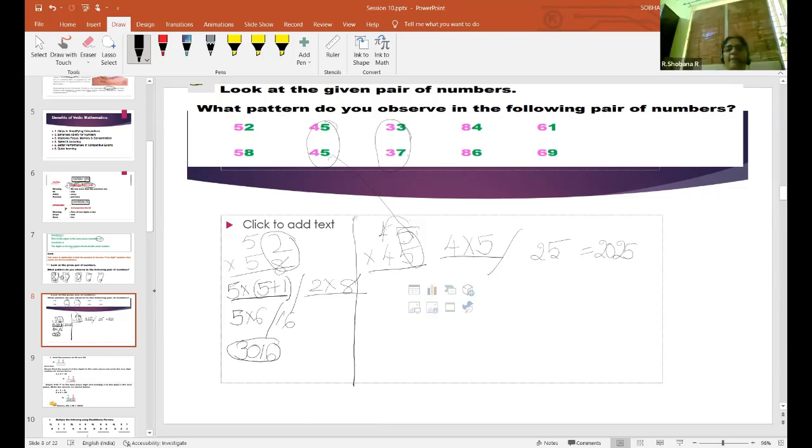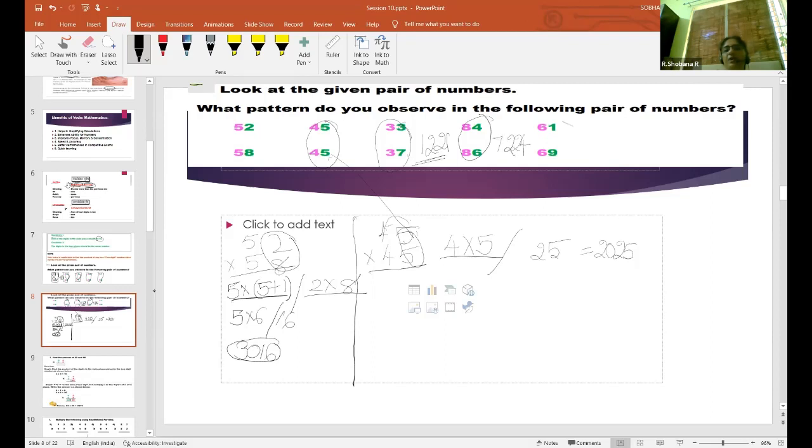So 7 3s are 21. One more than 3 is 4. 4 3s are 12. So 1221. What is the answer for this, teachers? 7224. Yes. See, in no time they are able to do it. 6 4s are 24, and then one more than the previous one. 8 9s are 72.